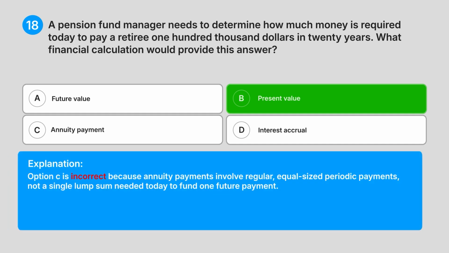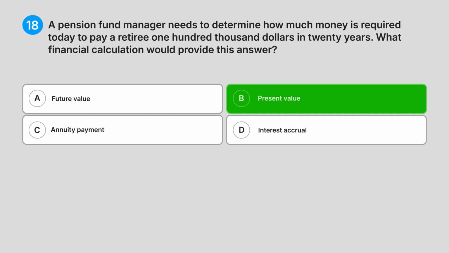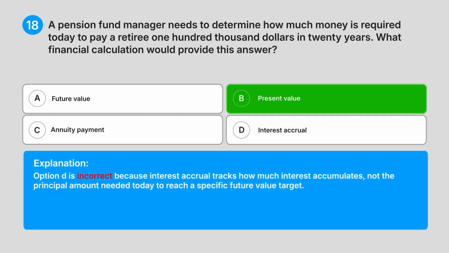Option C is incorrect because annuity payments involve regular, equal-sized periodic payments, not a single lump sum needed today to fund one future payment. Option D is incorrect because interest accrual tracks how much interest accumulates, not the principal amount needed today to reach a specific future value target.